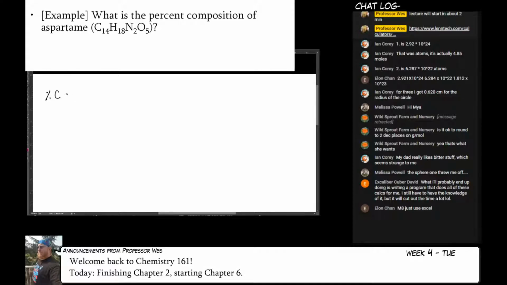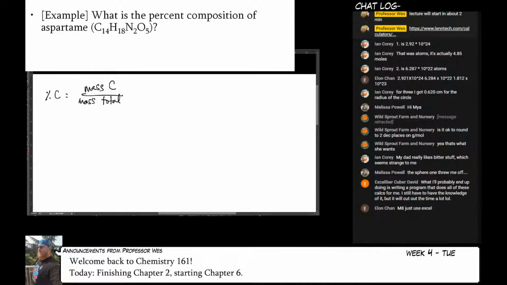So the percent carbon would be the mass of carbon divided by the mass of the total. Now, what is the mass of aspartame? Well, I didn't give you an amount, did I? I didn't give you a percent. In fact, we're trying to solve the percent. So what do we do? Well, we know what the molar mass is, right? You could go to Lenntech and type that in. So I'm going to do that really quickly.